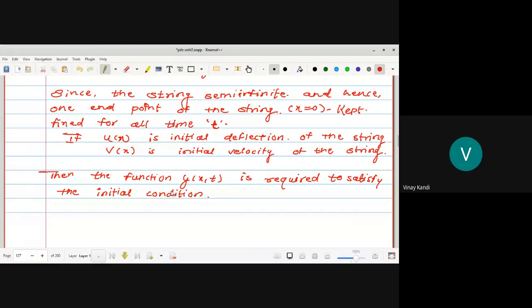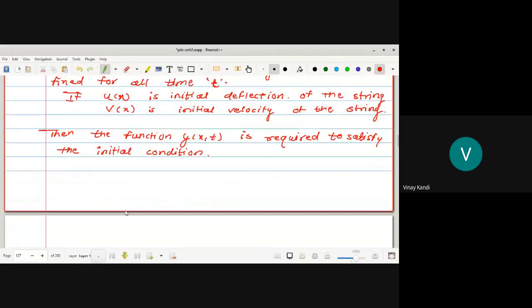Okay, now y is the function of x and t. If t is equal to 0, what it gives, that is the initial deflection. At t is equal to 0, what will we get? The initial deflection. That is, y at x, 0 is equal to the initial deflection, which we denote by u of x. Give it as equation number 2.